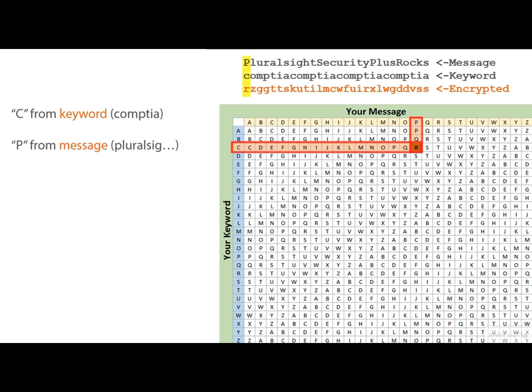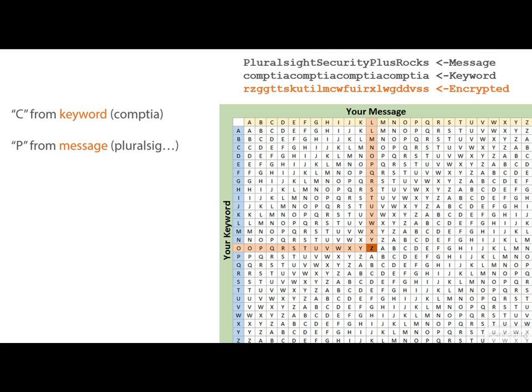The next one, all right, is going to be the same thing, L and O. So O from CompTIA, that's the keyword on the left. On top, we have L as part of our message. Okay, that's the L in Pluralsight Security Plus rocks. We find out where those two intersect, which is Z, and as you see, now that's the second letter of our encrypted message. And you would proceed through that as it goes through the entire message, and then that would give you your message.